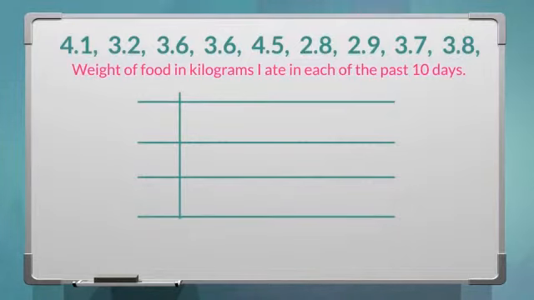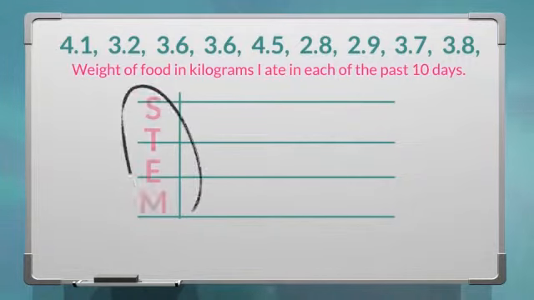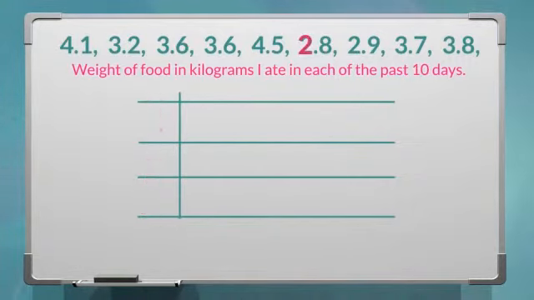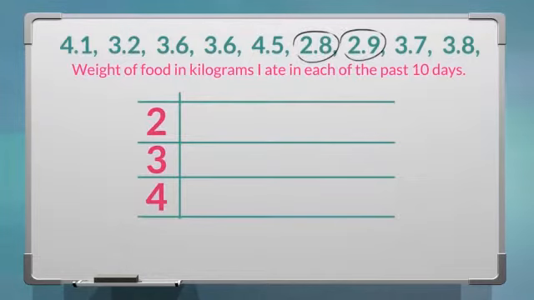First of all, look at what the numbers start with. It's either 2, 3 or 4. So these are our stems and we can write them down here. Let's now look at the numbers that begin with 2. Circle them. Double check to make sure you have got them all.